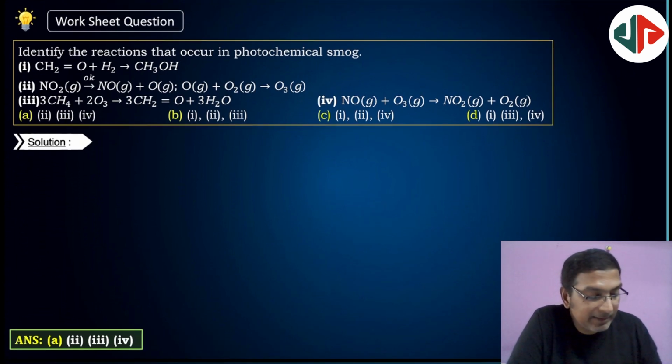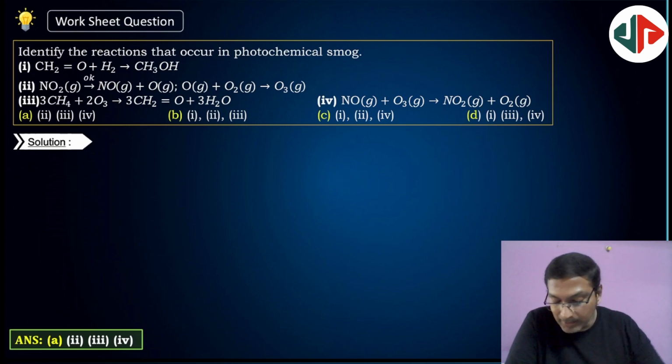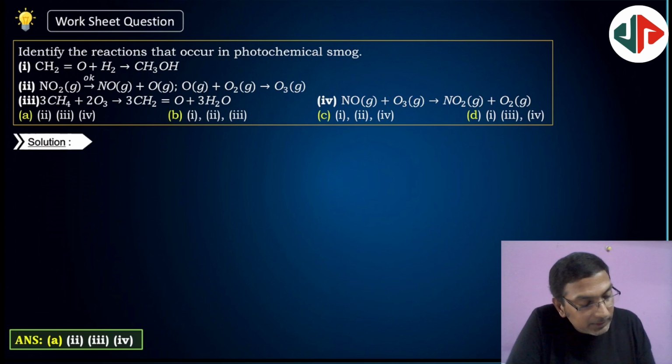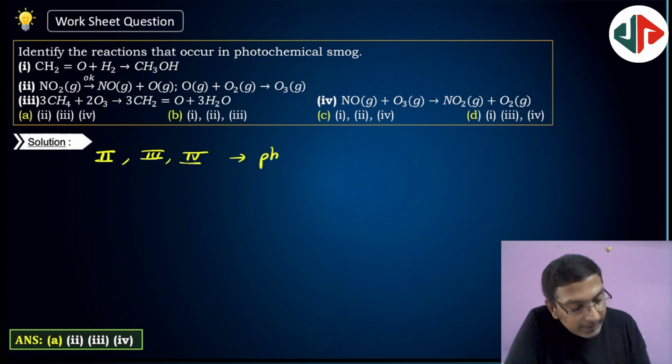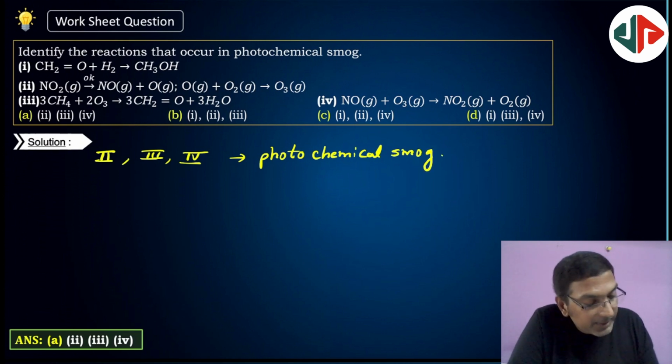Identify the reactions that occur in photochemical smog. So in photochemical smog, the reactions occurring are first, second, third, formaldehyde formation, next the fourth, taking place in photochemical smog. So therefore option A.